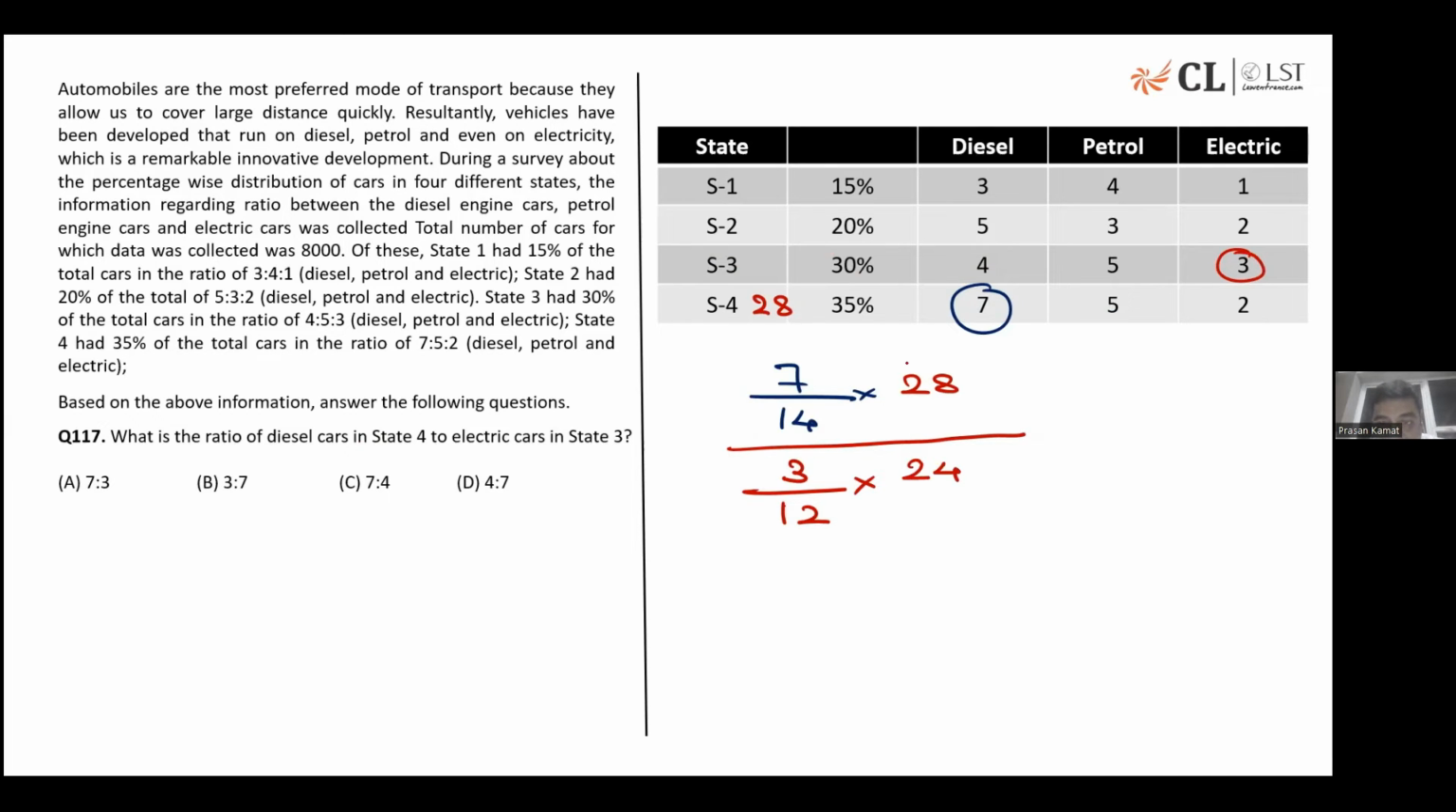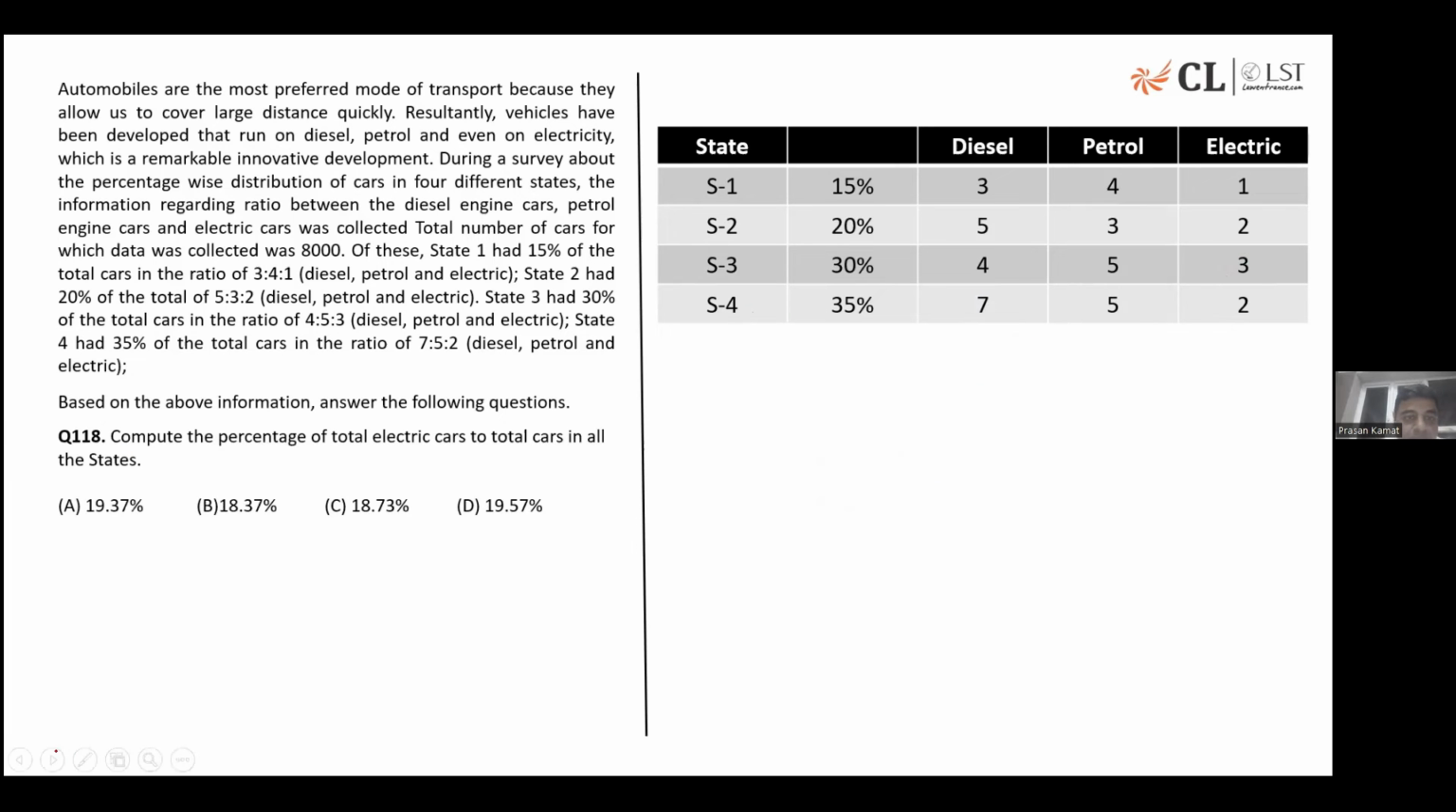Okay, now again, 14 2s are 12, 2s are 2, 2 cancels. I'm left with 7 by 3. And that's my answer. Right? Simple, very straightforward. Let's go to the next.